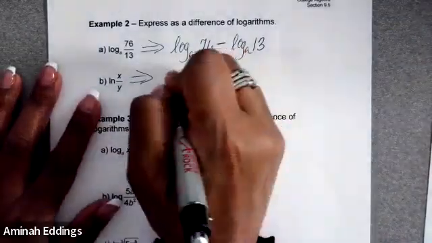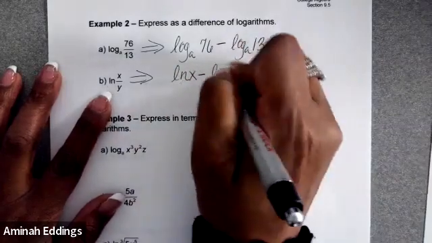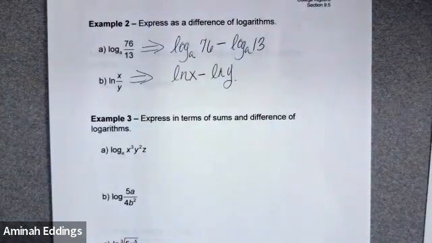Take our natural log. So we have the natural log of X minus the natural log of Y. Questions? You okay, guys? All right, so moving on.